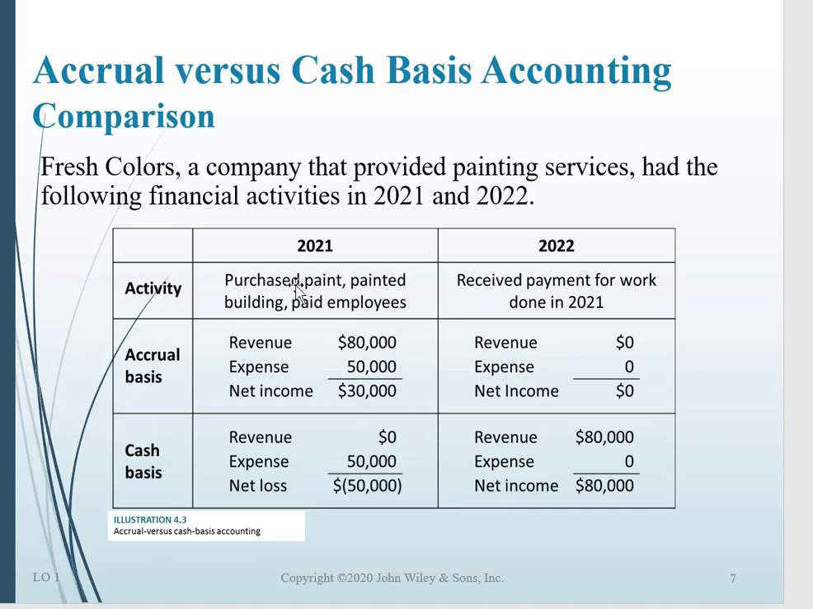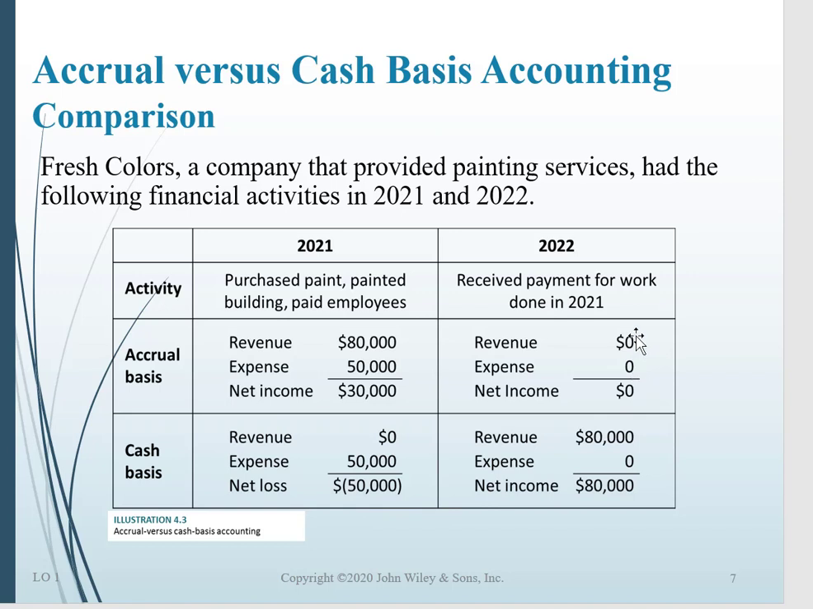So how this works: in 2021 here, we purchased paint, we painted a building, and we paid employees. So I have revenue of $80,000, expenses of $50,000, so the profit for the year was $30,000. So what happened then? If you think of the cash basis, we didn't mention anything here about getting paid. So we have zero revenue, we have the expenses, so in the end we have a negative $50,000 cash loss.